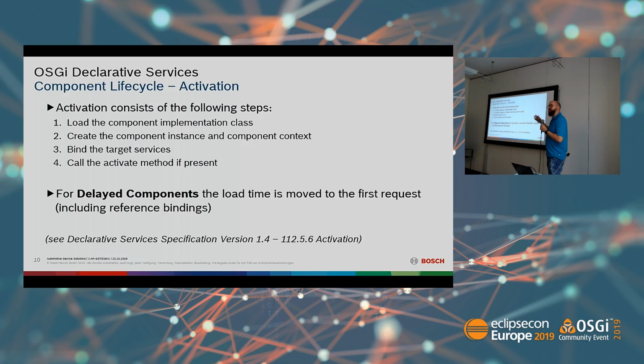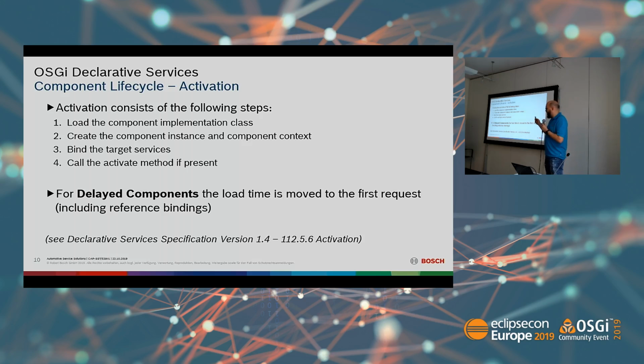Also binding the target services. So even the service component runtime knows we can satisfy everything because the services are existing. The binding happens on activation, not before. And then there's an activate method that's called if this activate method is present. I'm showing the nice thing on this activate method shortly.